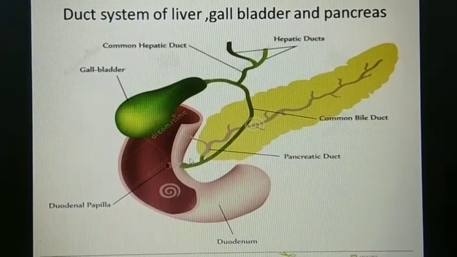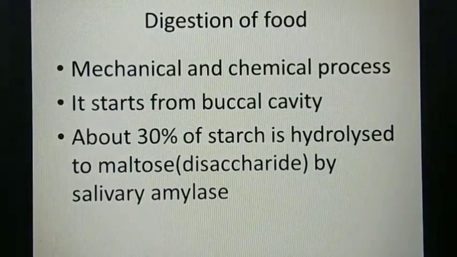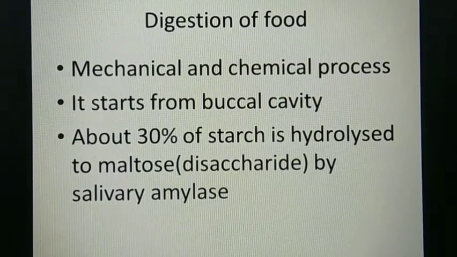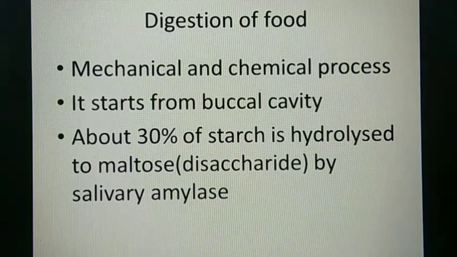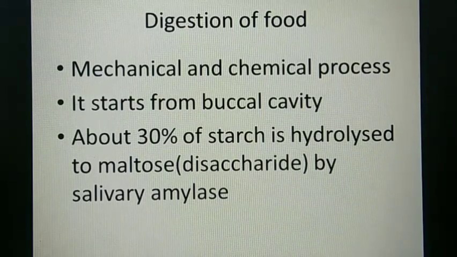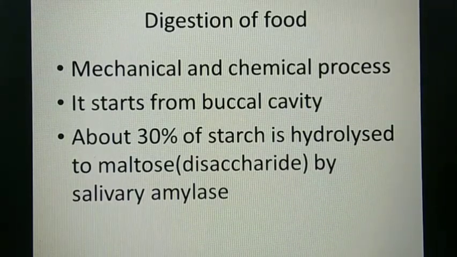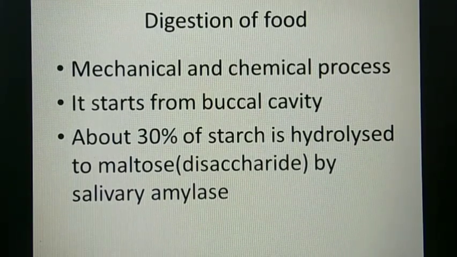Now coming to digestion of food. So we'll start with the digestion of food in step-by-step manner. Digestion is both a mechanical and a chemical process. It starts from buccal cavity, and about 30% of starch is hydrolyzed to maltose or disaccharide by salivary amylase.